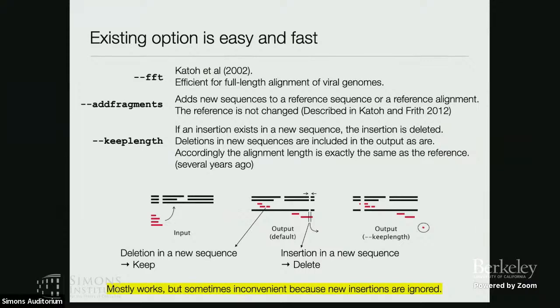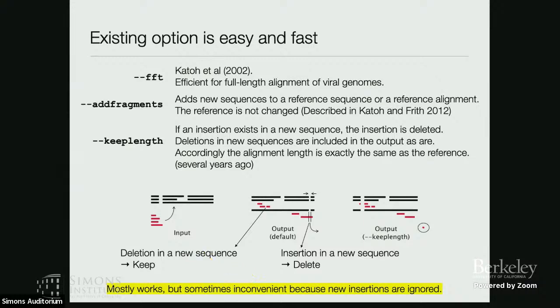First, I'd like to explain the simple calculation for MSA they originally used. This option is a combination of three command line arguments. First, the FFT algorithm is used. This is enabled by default. Second, by the add fragments flag, new sequences are added to a reference alignment. In the case of SARS-CoV-2, the Wuhan strain is used as reference. Third, by the keep length flag, insertions in the new sequences are all deleted to keep the length of the sequence the length of the alignment.